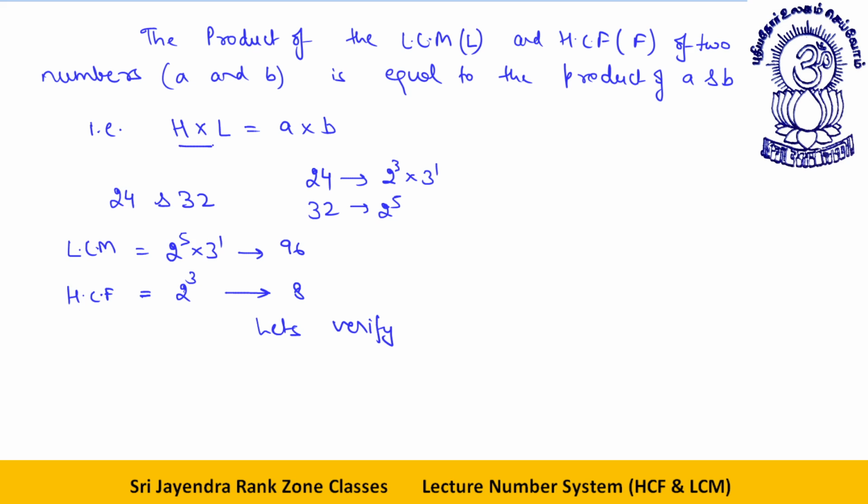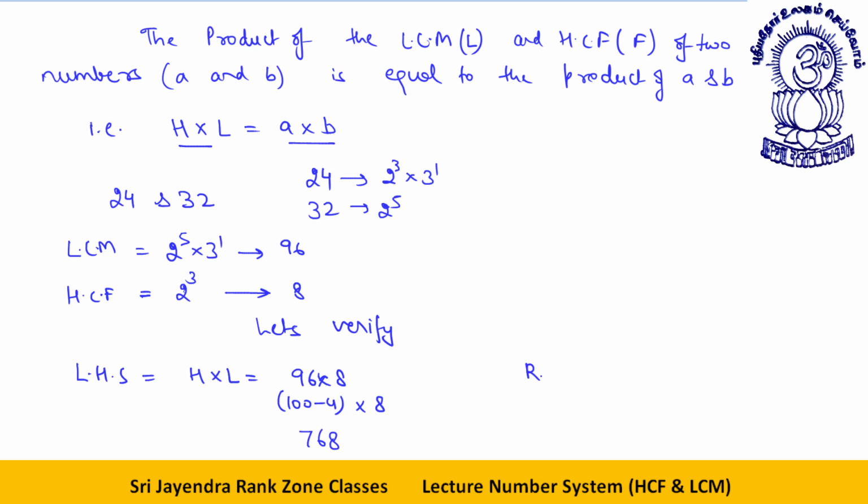If I say this is left hand side, this is right hand side, what is the left hand side? H into L, that is 96 into 8. Dear students, how will you do this? You read it like this: 100 into 8, 800. 4 into 8, 32. 800 minus 32 is 768.